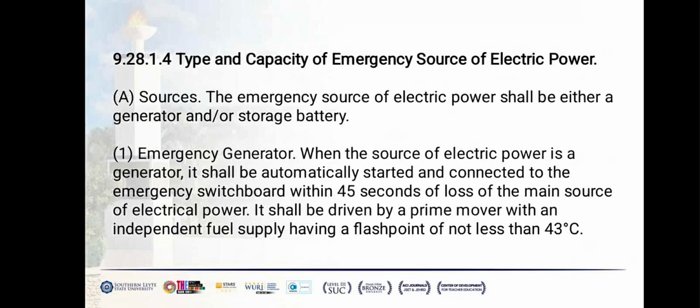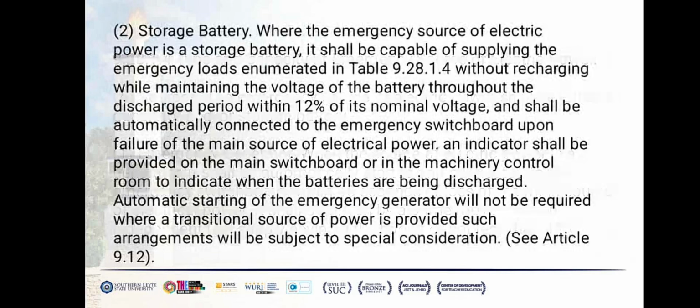A. Sources. The emergency source of electric power shall be either a generator and/or a storage battery. 1. Emergency generator. When the source of electric power is a generator, it shall be automatically started and connected to the emergency switchboard within 45 seconds of loss of the main source of electrical power. It shall be driven by a prime mover with an independent fuel supply having a flash point of not less than 43 Celsius.